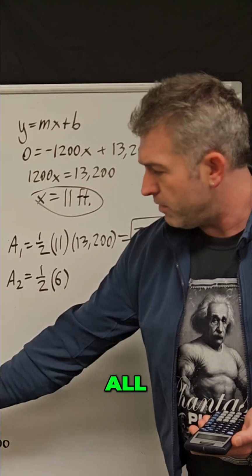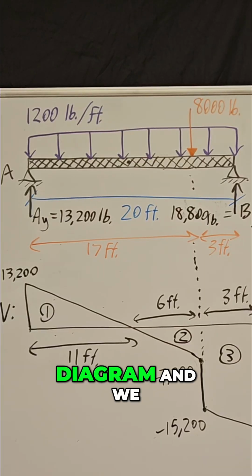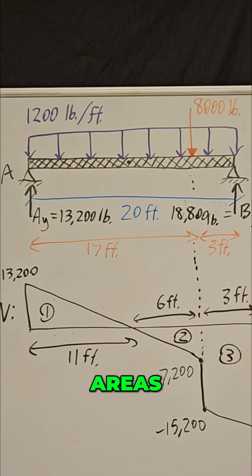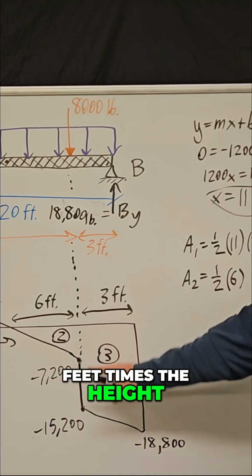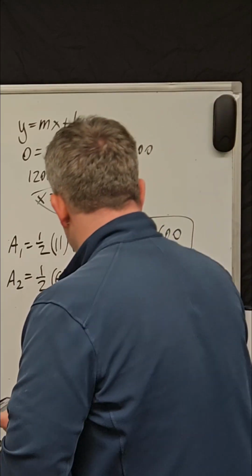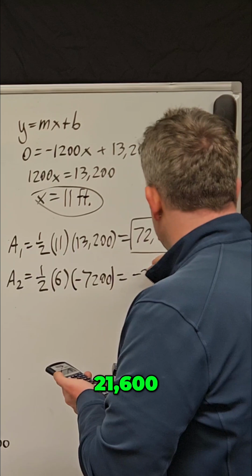So now we actually have all the major shear points on our shear diagram. And we can continue calculating these areas. So 1/2 times base of 6 feet times the height of negative 7,200. Negative 21,600.